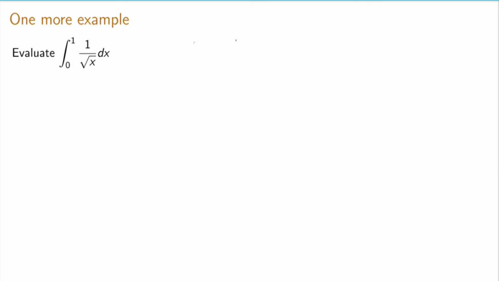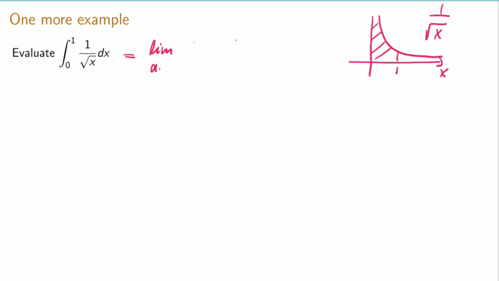Let me do one more example, the integral from 0 to 1 of 1 over root x. Let's plot 1 over root x. Now we are interested in the integral from 0 to 1. We have a discontinuity at 0, so we need to replace the 0 integration limit with a limit: limit a goes to 0 from the right, integral from a to 1, 1 over root x dx.